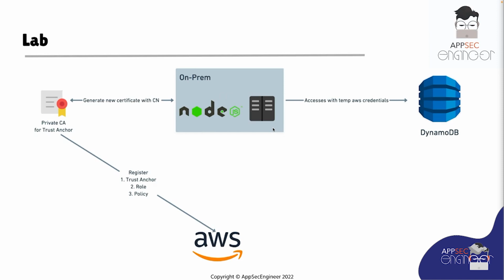Remember, I spoke about the AWS signing helper. We're going to be using the AWS signing helper, passing in our certificate, our key, our profile, our role, our trust anchor ARN and all of that stuff in order to generate some credentials.